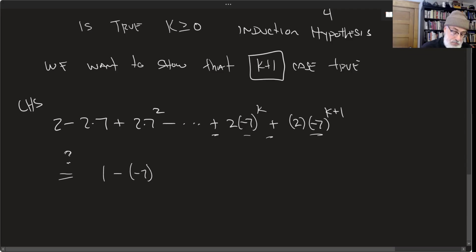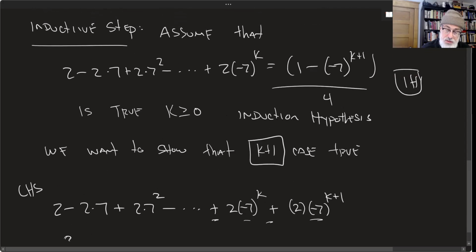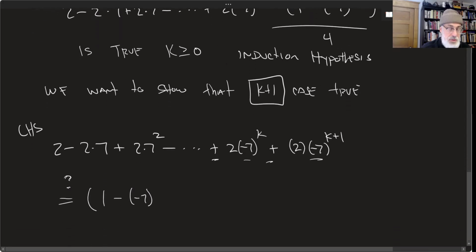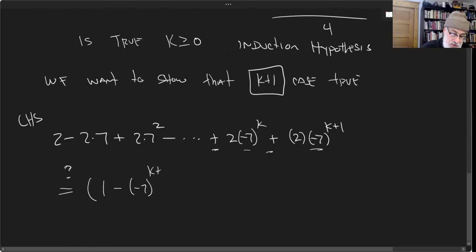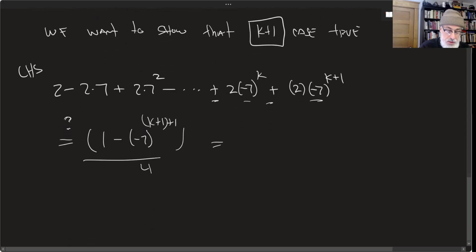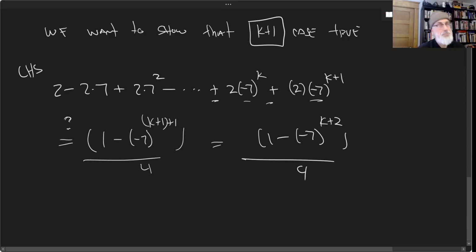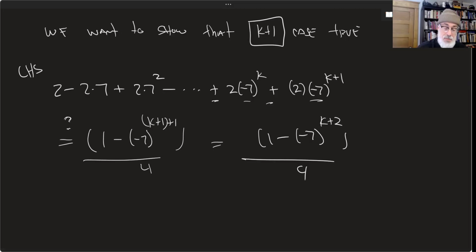Now we had k plus 1 in our induction hypothesis, so we're replacing k with k plus 1. So the right-hand side looks like 1 minus negative 7 to the k plus 2, all divided by 4. Again, we want to show the left-hand side equals the right-hand side. We can do that by starting with either side.